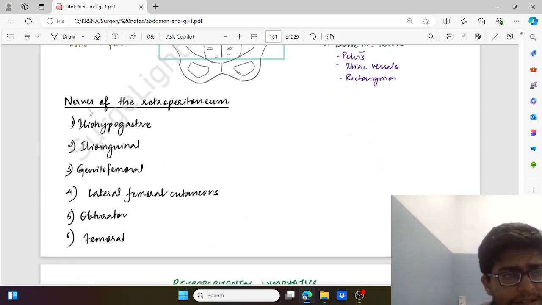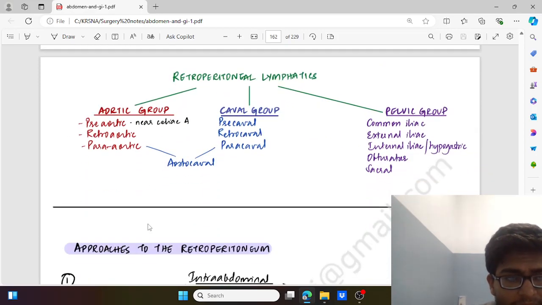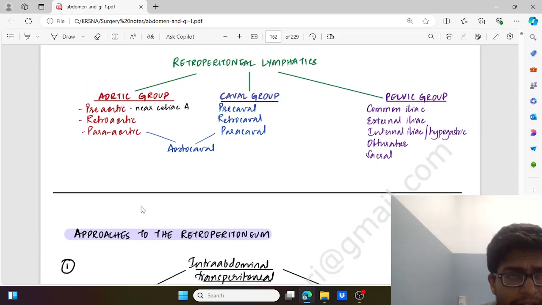Considering the nerves of the retroperitoneum, we have six of them. What are these? The iliohypogastric, ilioinguinal, genitofemoral, lateral femoral cutaneous, obturator and femoral nerves. Now considering the lymphatics, these are the aortic group, caval group and the pelvic group. The aortic group is the pre-aortic near the celiac artery, the retroaortic and the para-aortic.